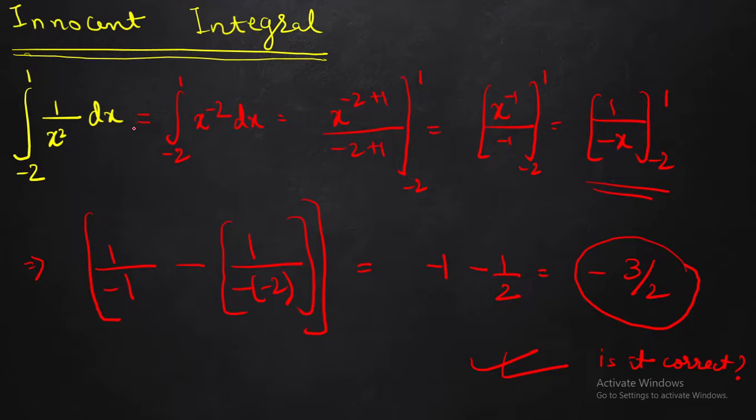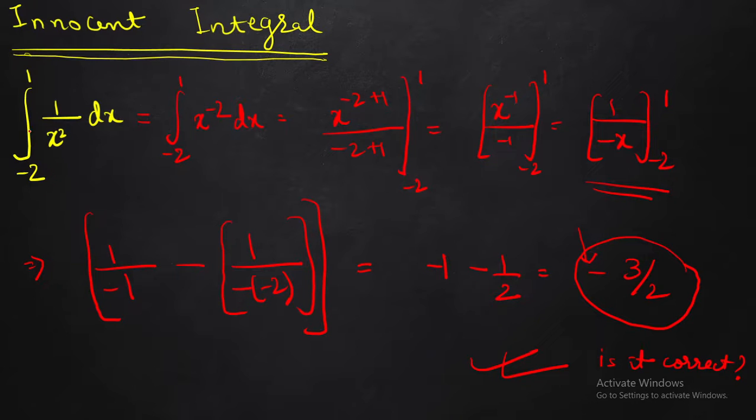Because first of all we know that integration is nothing but finding the area bounded by a given curve. So area bounded by a given curve can never be negative, and here we see it is a negative sign. So can the integration or the area bounded by the curve from -2 to 1 be negative? Can area be negative? No, area can never be negative.